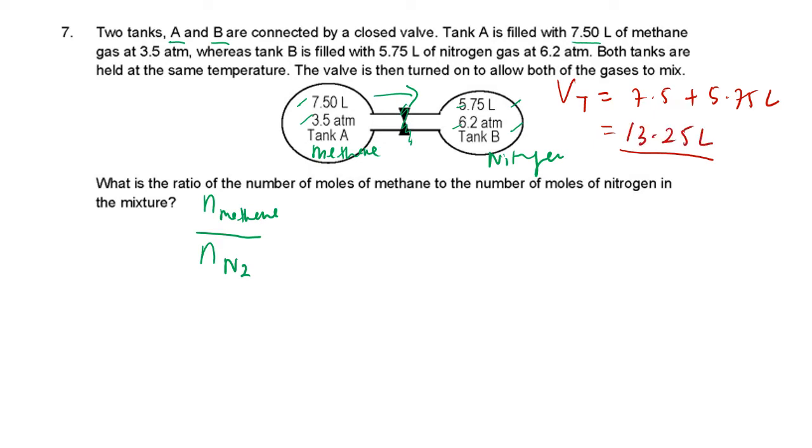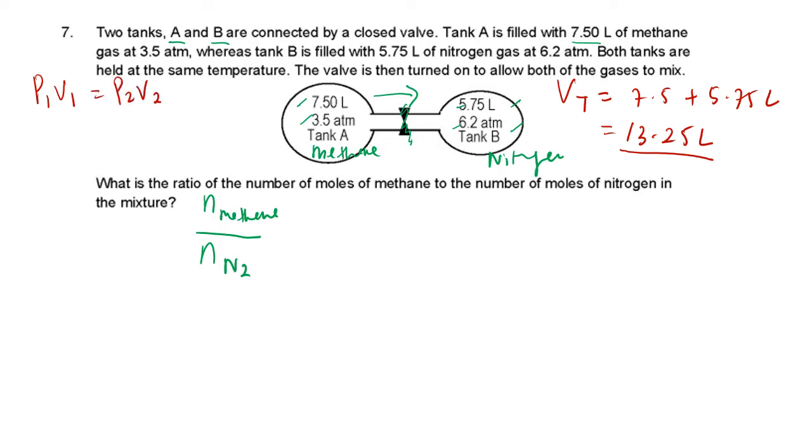13.25 liter. Okay, so what should we do? We know that before the valve is turned on, we can say it as condition 1, and after the valve is turned on, we will get condition 2. It means that we will have a change in volume and also a change in pressure, so we can relate with Boyle's law, whereby P1 V1 equals P2 V2.